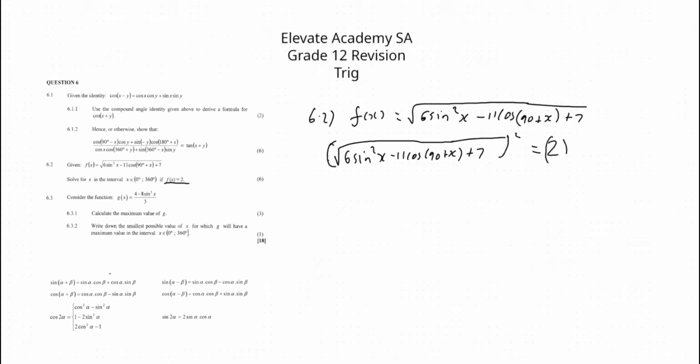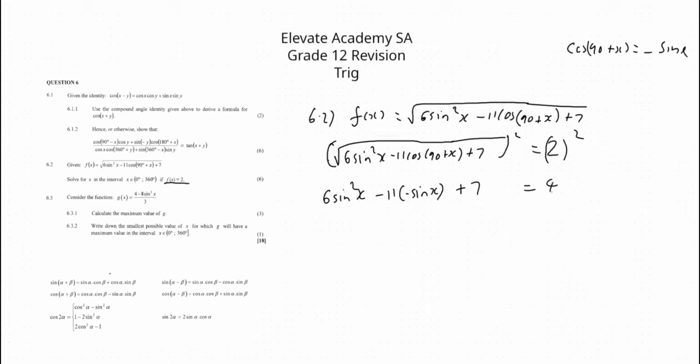And when we do that, the square root will be gone from the side. So we're going to say now that's 6 sine squared x minus 11. Okay, so look at this. We want everything in terms of x. You see we have a minus 11 cos(90 plus x). Using the co-ratios, cos(90 plus x) is equal to negative sine x. So we're just going to replace that by negative sine x, plus 7 is equal to 4.